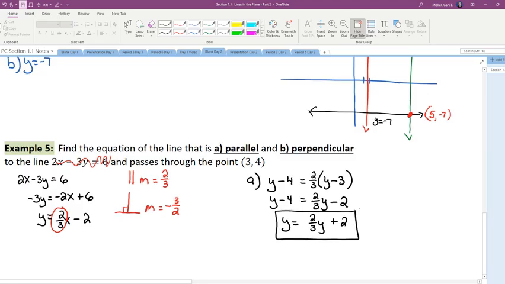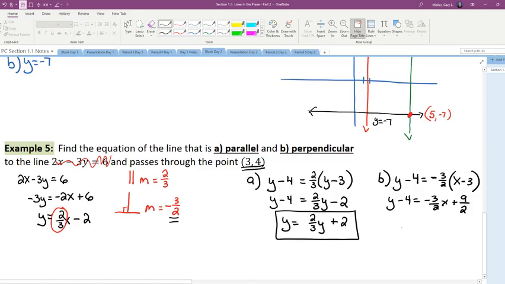Part B, do the same thing, still use the same point. Now I'm going to grab the perpendicular slope. So y minus 4 again equals, this time, negative 3/2 times (x minus 3). Again, technically that's the answer. I'll go ahead and put it into slope-intercept. Let's not do too many steps at once. y minus 4 equals negative 3/2 x plus 9/2.